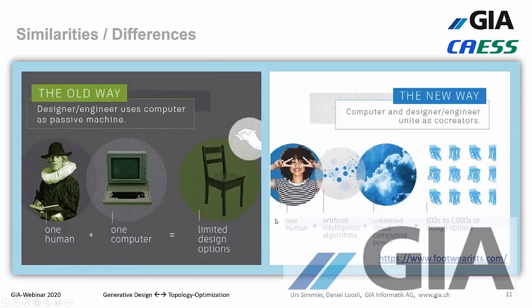Of course, in one or two pictures, I would say the old way, yes, it's not that old, but it's a traditional way. There is one man, one computer, and you get one optimized design from topology optimization. And if you're looking at generative design, you must have a cloud solution. You must feed your cloud solution with artificial intelligence algorithms and of course with some CAD geometry, and then at the end of the day you'll get many variants of your design.